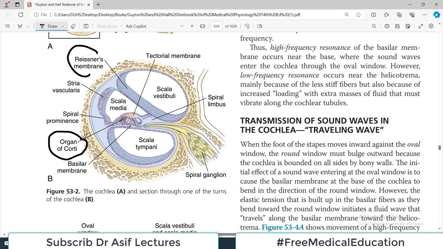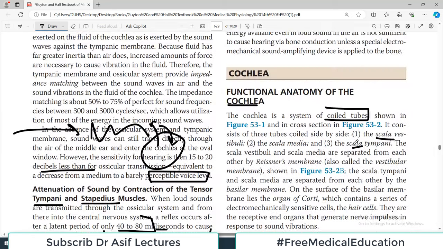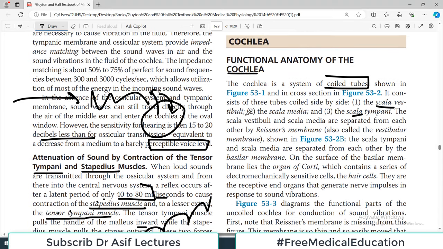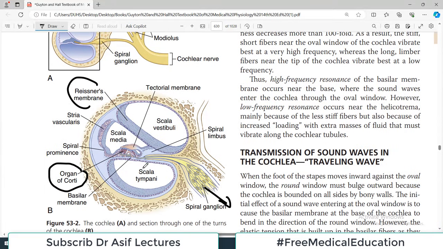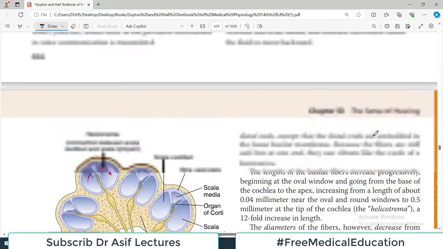Organ of Corti, for example, is a very important structure. And then the spiral ganglion, or the exit of the nerve. So these three tubes you should know for now. Later I will tell you the other things. Now, we notice that the scala vestibuli and the scala media were separated by this Reissner's membrane. I showed you this as well. And then the scala tympani and the scala media are separated by another membrane, which is called the basilar membrane. So these two membranes you should remember, basilar membrane and Reissner's membrane.